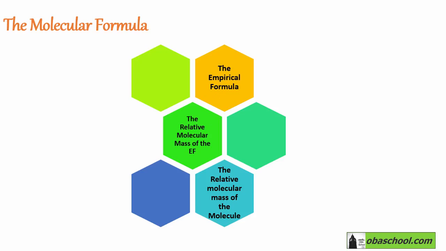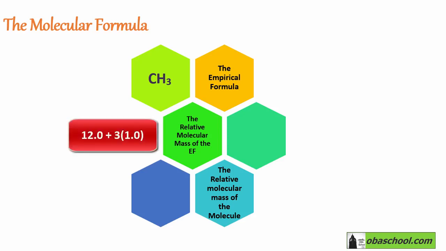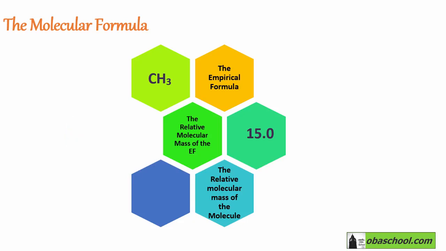So we found that the empirical formula of ethane is CH3. The relative molecular mass of CH3 will be equal to 12, which is the relative atomic mass of carbon, plus 3 times 1. 1 is the relative atomic mass of hydrogen, which is equal to 15. So the relative molecular mass of the empirical formula CH3 will be equal to 15.0.